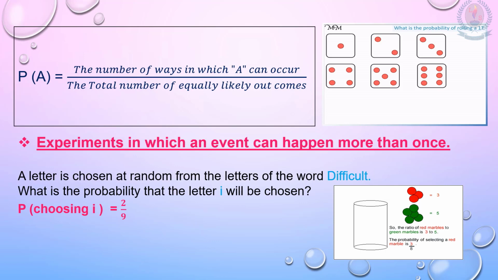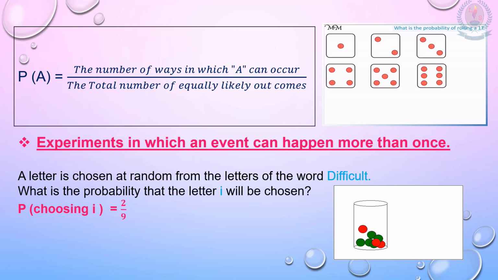P(choosing I). There are 2 I's, so the number of ways in which A can occur is 2. The total number of equally likely outcomes is 9. So the probability of choosing I is 2/9.